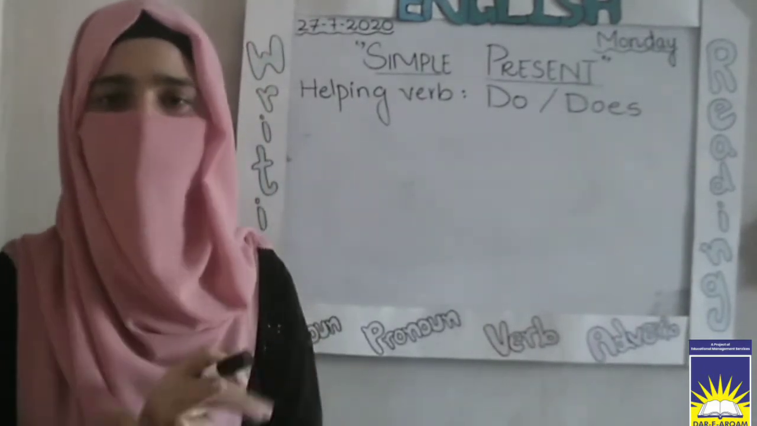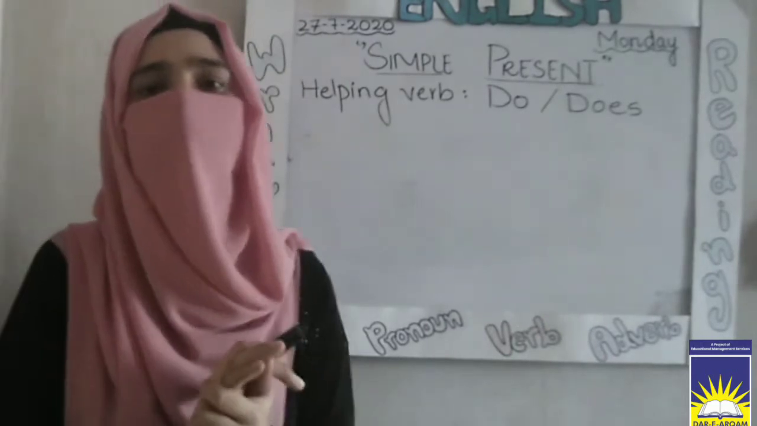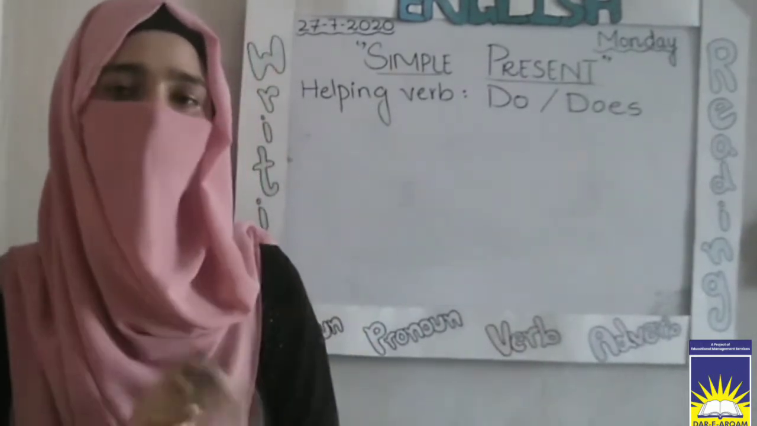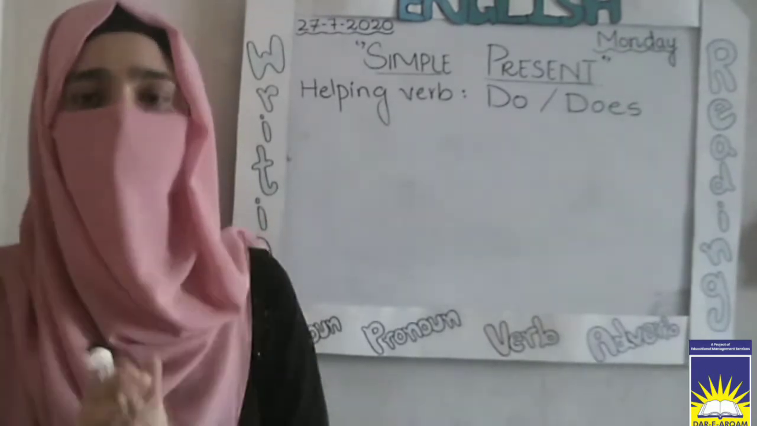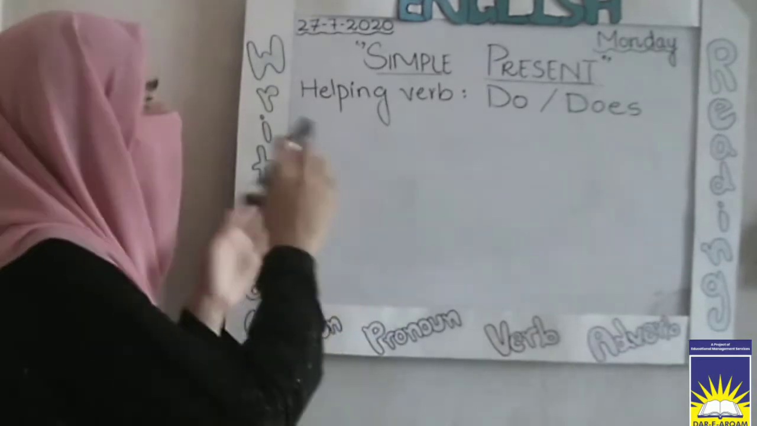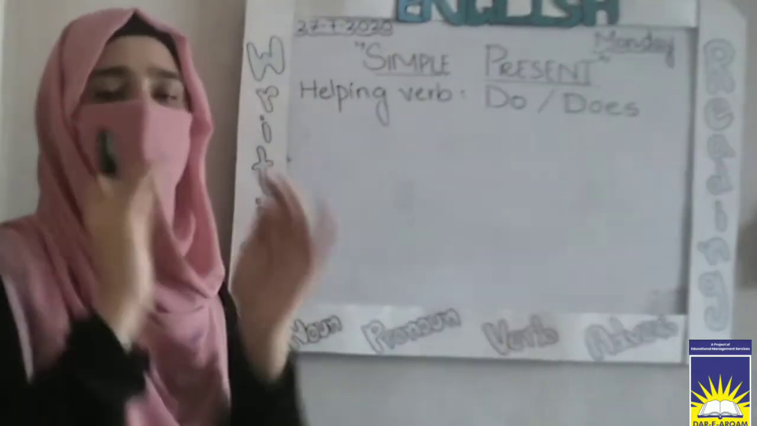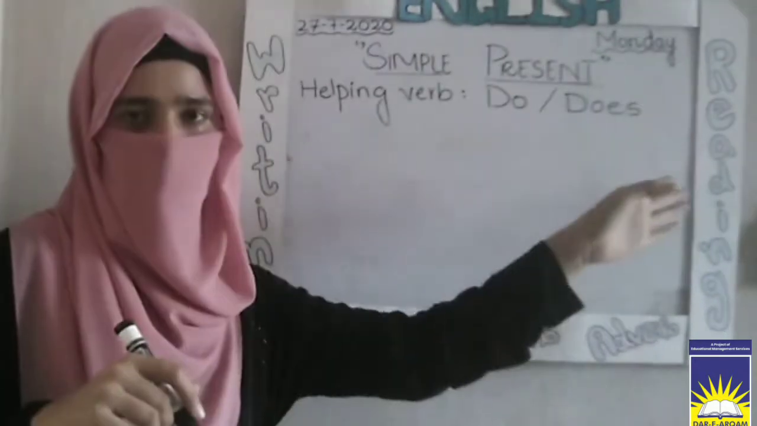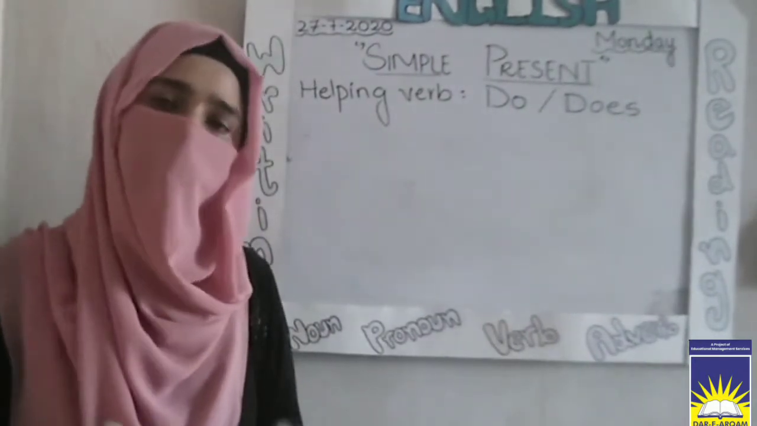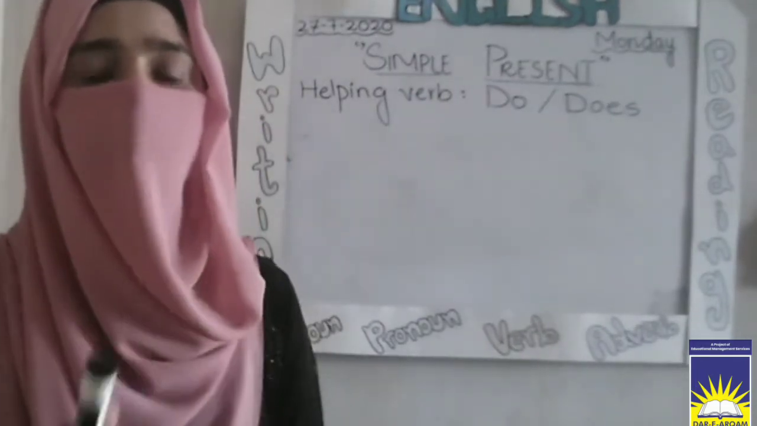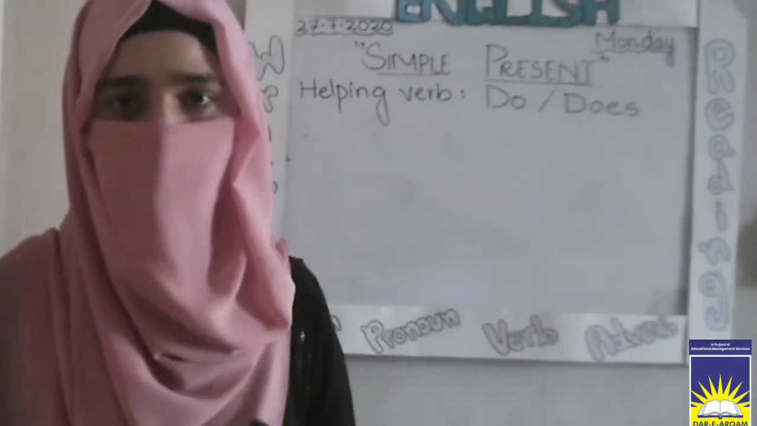As I told you how to write simple present tense and how to use simple present tense in a simple sentence, now I am telling you further how to use simple present tense in negative and interrogative sentences. But first of all, I would like to tell you the most important thing, that is helping verb. Helping verb of simple present tense are do or does. Why we use helping verb? We use helping verb to identify which tense we are using in the sentence.